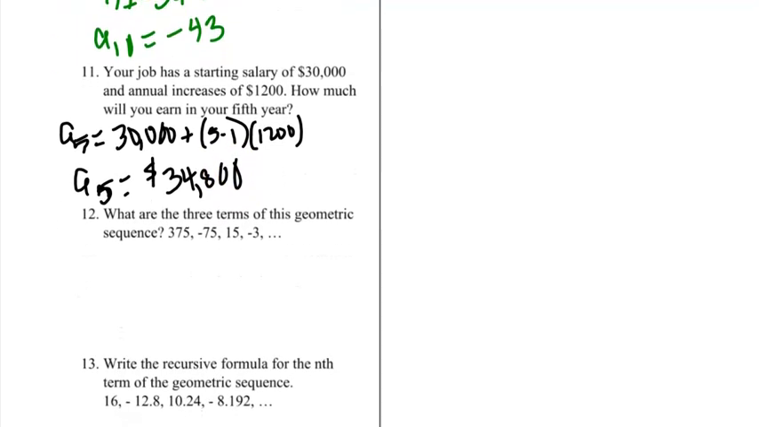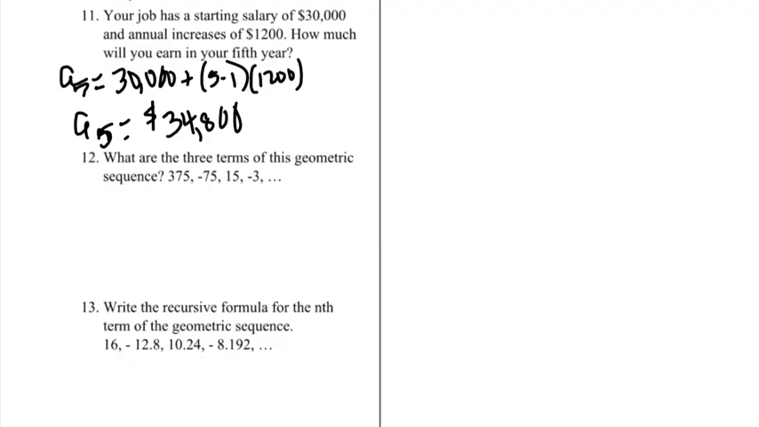Question 12, what are the 3 terms of this geometric sequence? So with geometric sequences, you are multiplying by a common ratio every single time. And to find the common ratio, you take one value, so I'm going to take -3, and divide by the previous y value, which is 15. And this is going to give us a -1/5. So that means we're multiplying by a -1/5, or if you think about it, you're really dividing by -5.